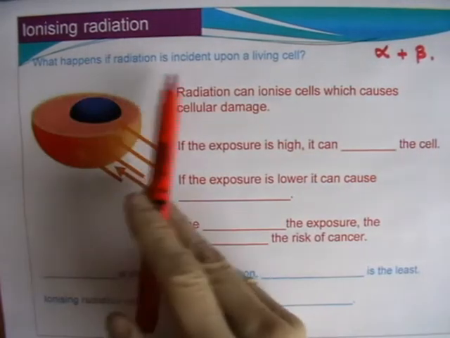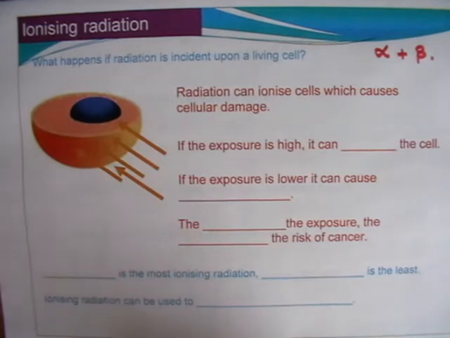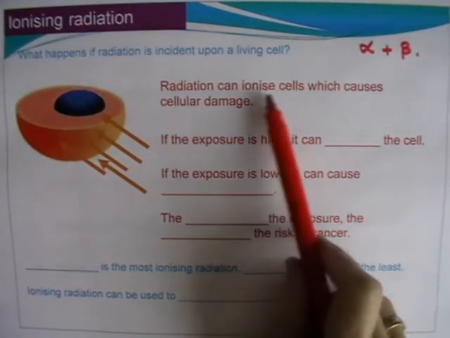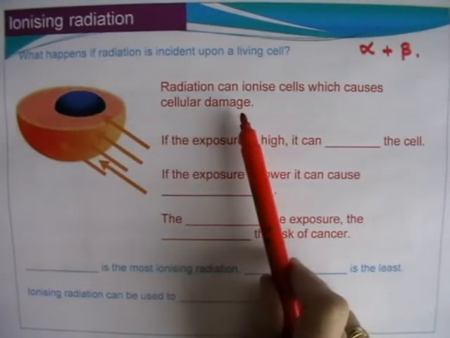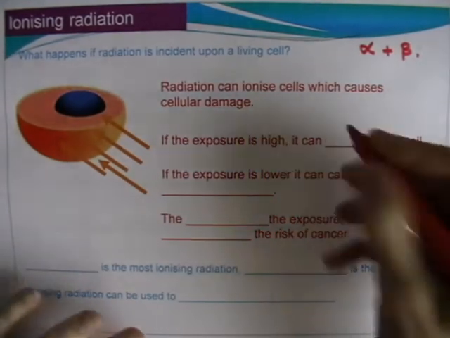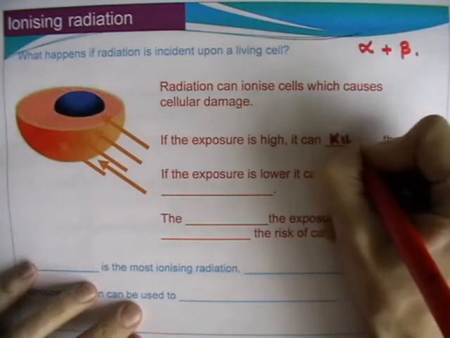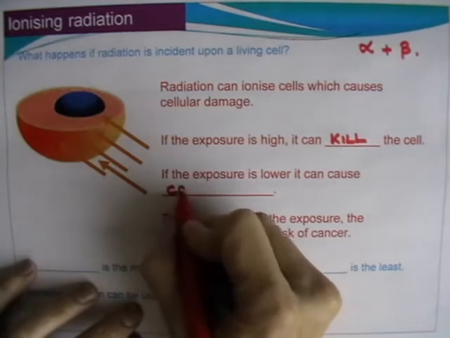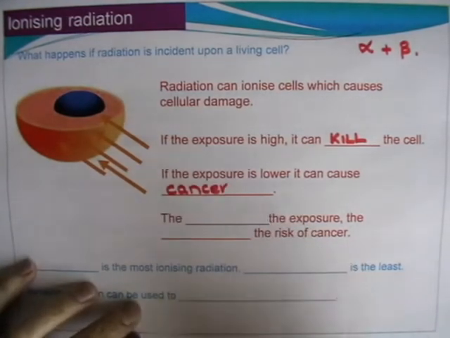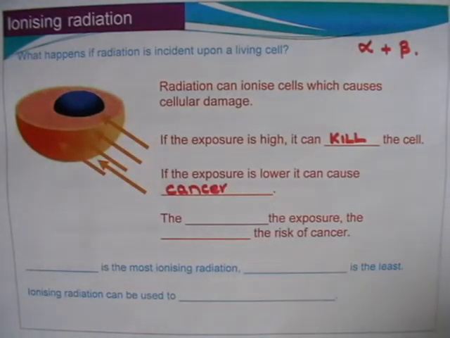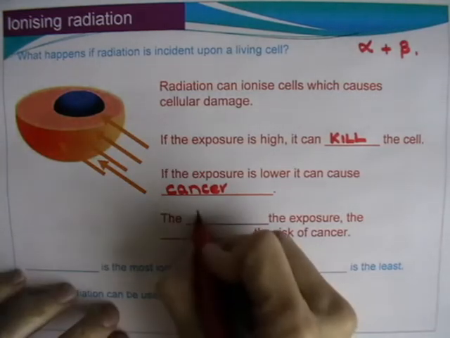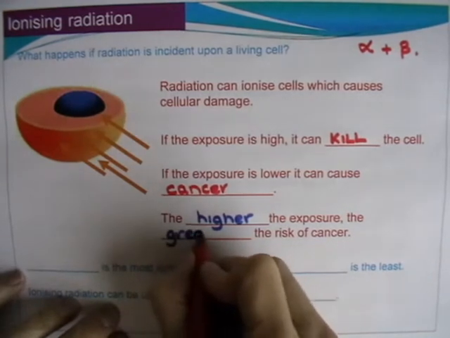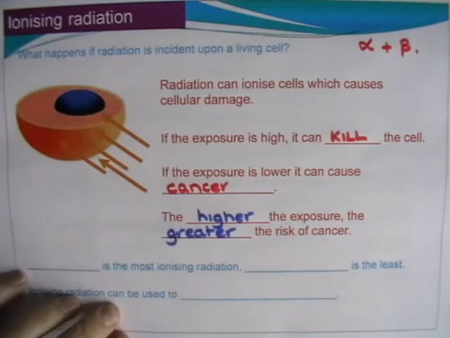So what happens if radiation is incident upon a living cell? And this is a big problem for us of radiation. Radiation can ionize cells, which causes cell damage. If the exposure is high, it can kill the cell. If the exposure is lower, it can cause illnesses such as cancer. And that's very dangerous to us. The higher the exposure, the greater the risk of cancer.